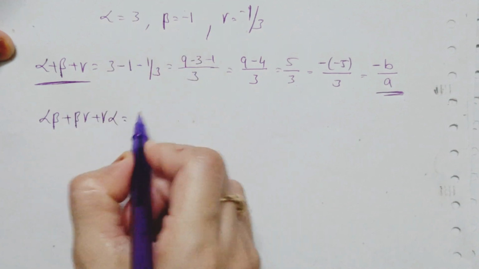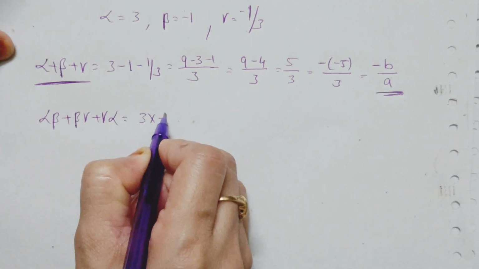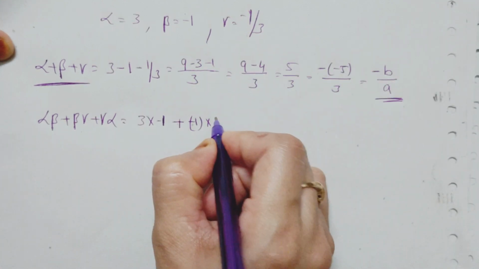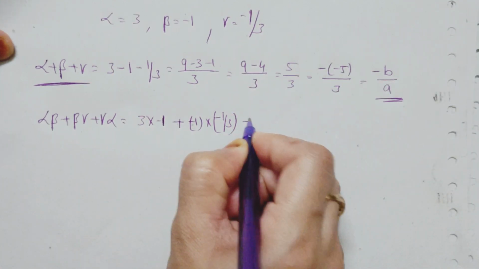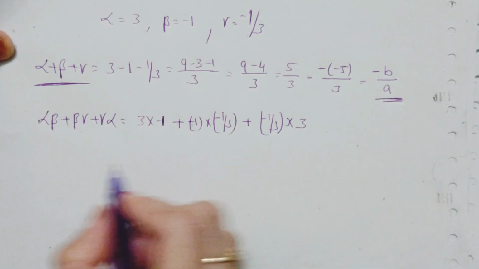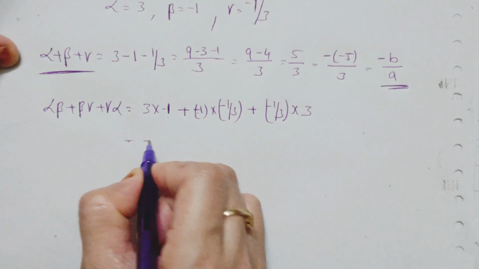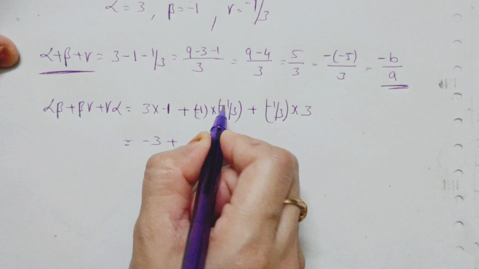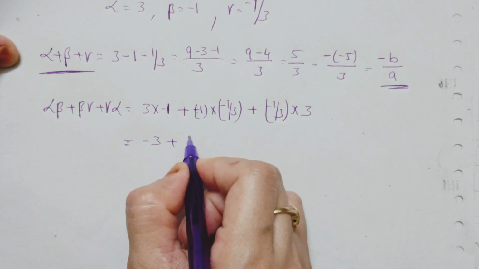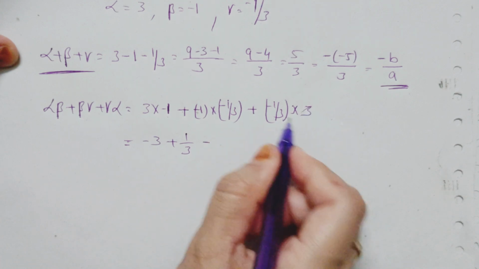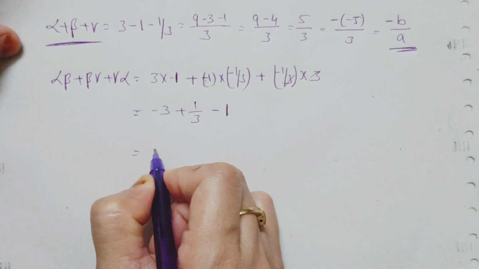Okay, so now we'll do alpha beta plus beta gamma plus gamma alpha. So alpha is 3 into minus 1, plus minus 1 into minus 1 by 3, then plus minus 1 by 3 into 3. Okay, 3 into minus 1 is minus 3. Then plus, here minus of minus is plus, so 1 into 1 by 3 is 1 by 3. Then plus into minus is minus. Here 3 and 3 get cancelled, so minus 1.